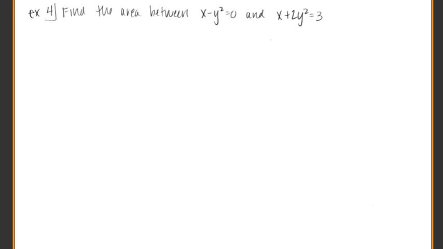Okay, so example 4. We want to find the area between these two curves. So let's break them up. We have both quadratics. One is y squared equals x, and the other one is y squared equals, let's see, make sure I do this right, 3 minus x over 2. Obviously the first thing we need to do is look at the graph so we can decide how on earth we're going to be doing this.